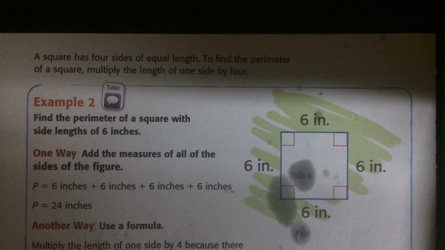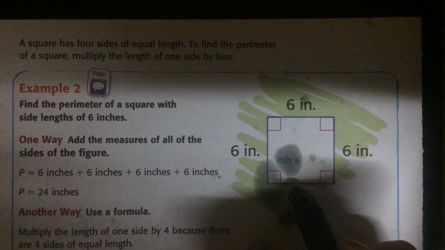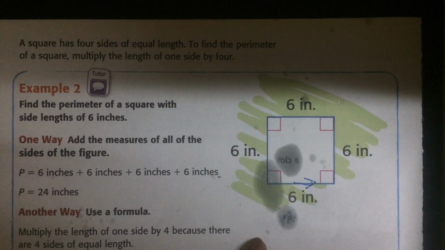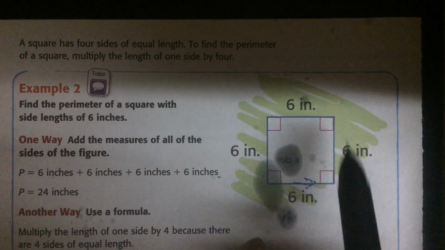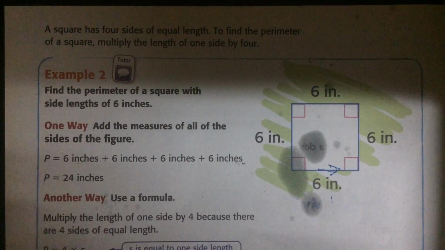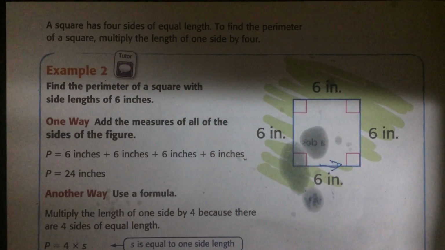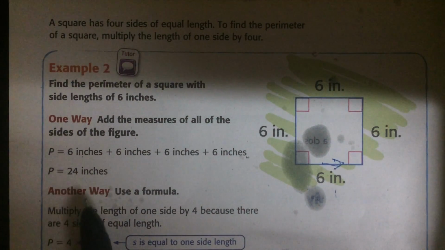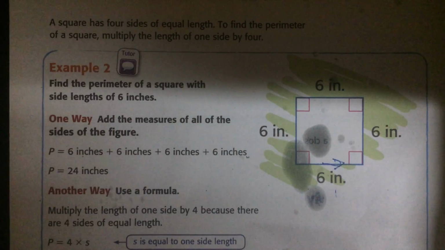A square has 4 sides of equal length. To find the perimeter of a square, multiply the length of one side by 4. A square is special because all of the lengths are equal. So if you're finding the way around, you don't have to think about 2 widths and 2 lengths, because they're all going to be the same. So you can just multiply by 4. 6 times 4 is 24, just like 6 plus 6 plus 6 plus 6 is 24.